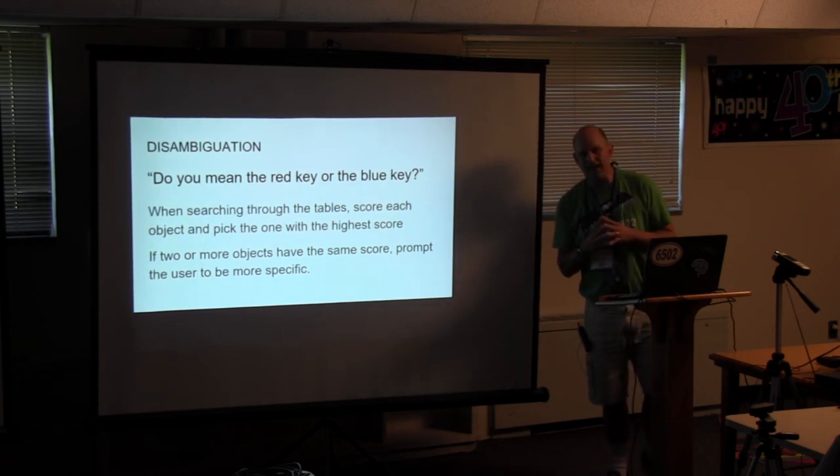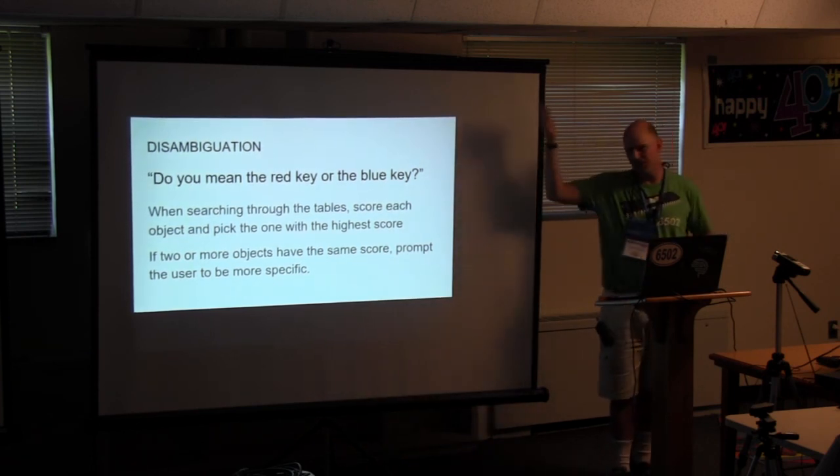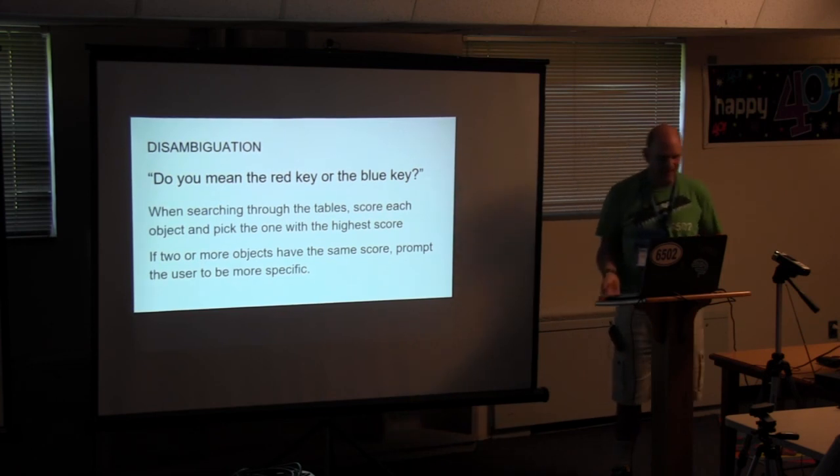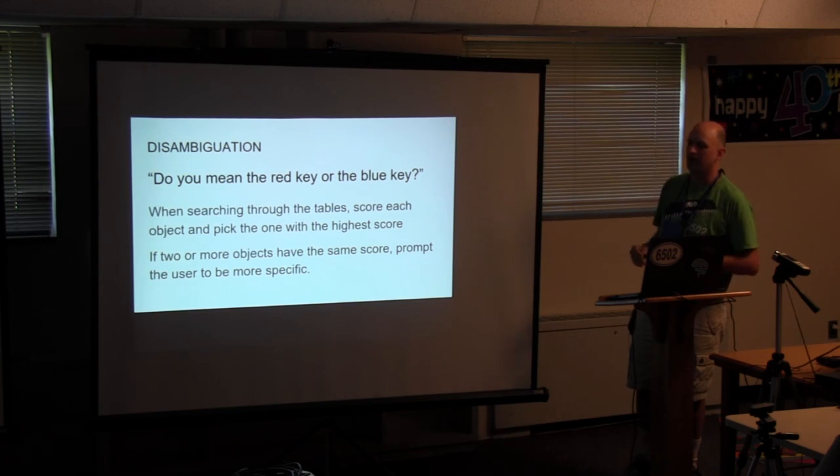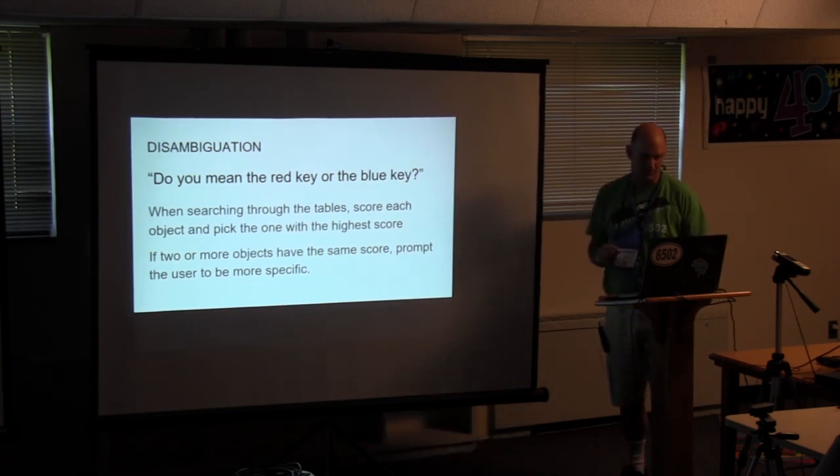And then if you get a tie, then you go through your object table and you print out all of the possible matches. Like, which do you mean? And then you print out everything that had that tied score.